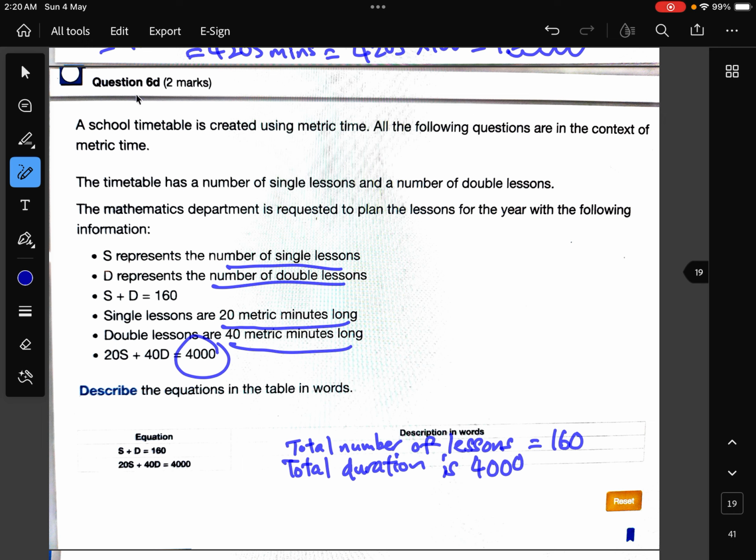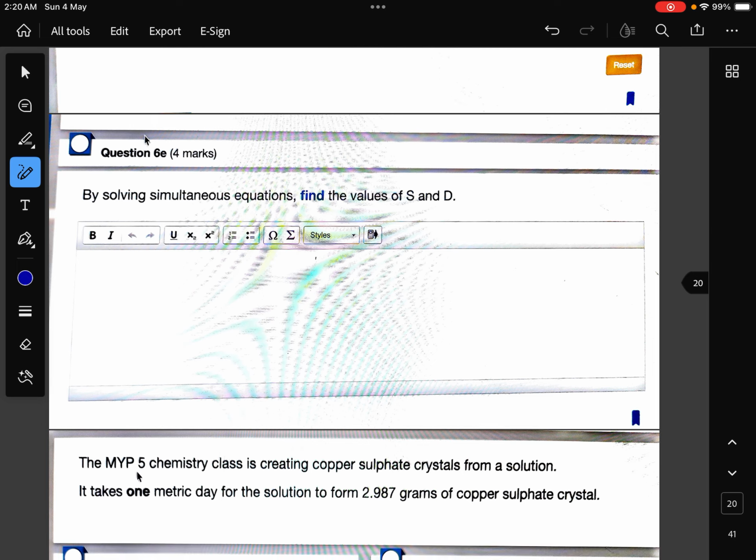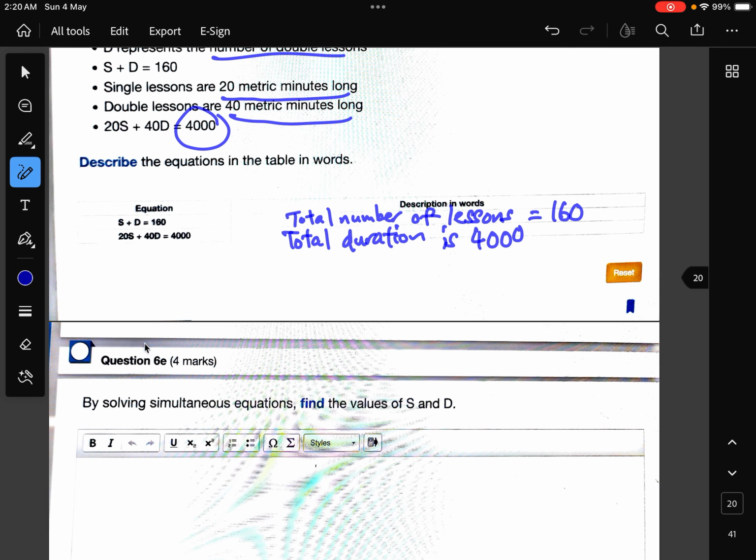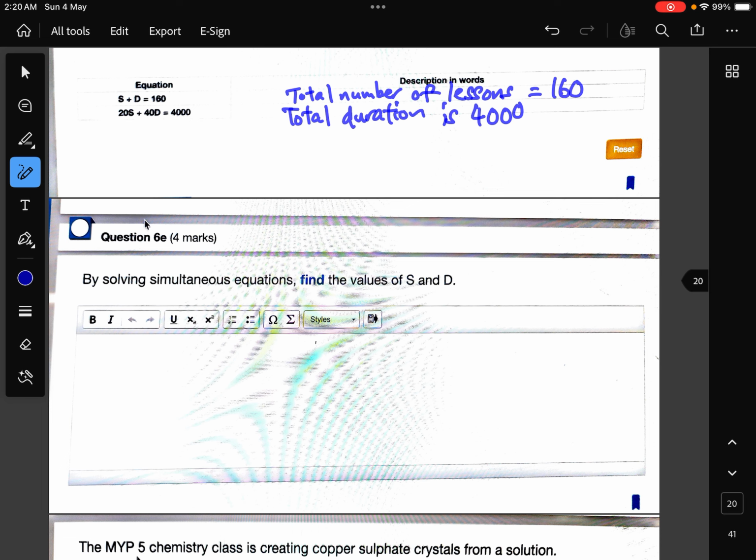Or you could just simply write it, if you want to be more explicit, you could just say the duration of both the single and double lessons would be 4,000. I think that would generally be accepted as well for this question. So it says, by solving simultaneous equations, find the value of s and d. I think this one is really straightforward, so I'm just going to show you quickly how to do this.